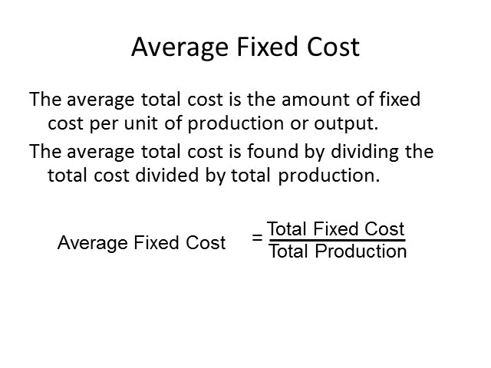The average fixed cost measures the amount of fixed cost per unit of production. The average fixed cost is found by dividing the total fixed cost by the total production. The actual formula is total fixed cost divided by total production.